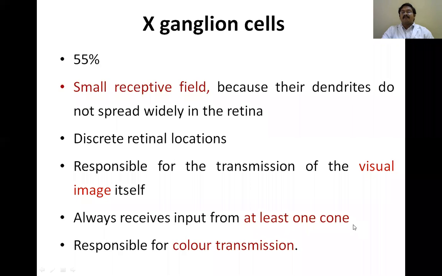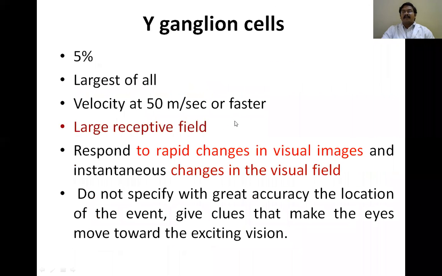The X ganglion cells receive input from at least one cone, and they play an important role in color vision and the visual image. Then the Y ganglion cells are the least in number. The W cells are 40%, the X ganglion cells are 55%, and the Y ganglion cells are 5%.